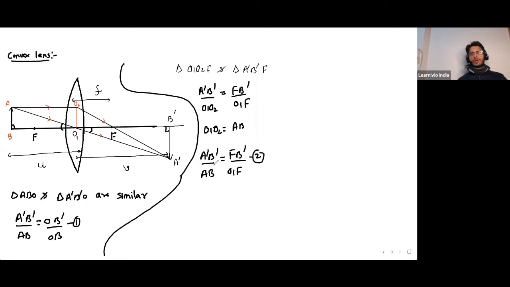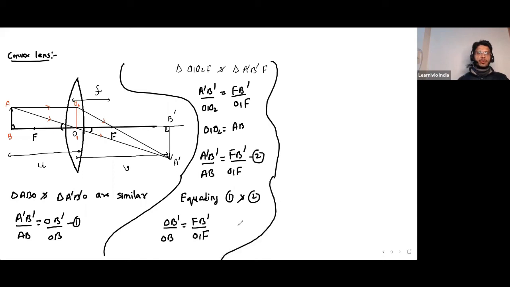See, I can equate 1 and 2 because in 1 it's A prime B prime by AB, and in 2 this is again A prime B prime by AB. So I'm equating 1 and 2. When I equate them, what I get is OB prime divided by OB is FB prime divided by O1F.